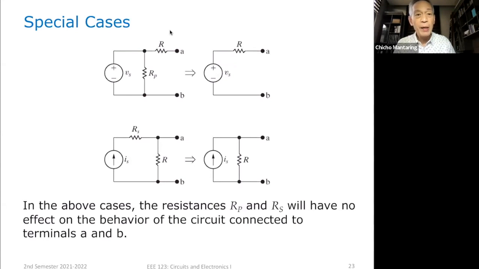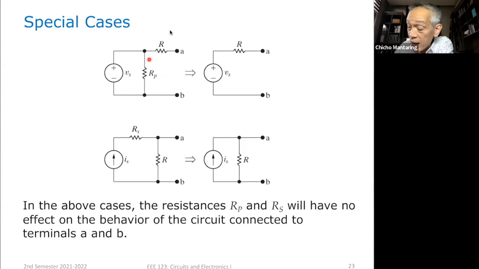I want to discuss two special cases. The two special cases are this: when you have a resistor directly in parallel with a voltage source, and the other special case is when you have a resistor directly in series with a current source. In both of these cases, itong Rs of P and itong Rs of S will have no effect on what is connected dito sa A at saka B. Will have no effect on what is connected sa A at saka P. No? Why is that so?